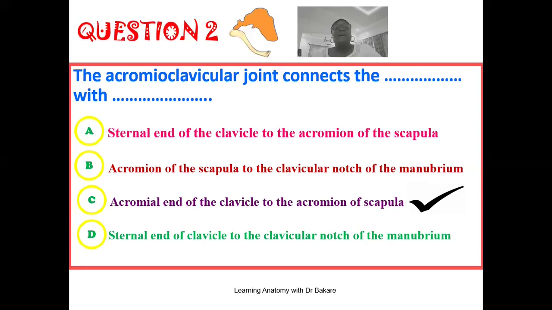of the scapula. The acromioclavicular joint is a joint that exists between the acromial end, which is the lateral end of the clavicle, with the acromion of the scapula. So this is where this joint exists. Hence, this is the correct option.